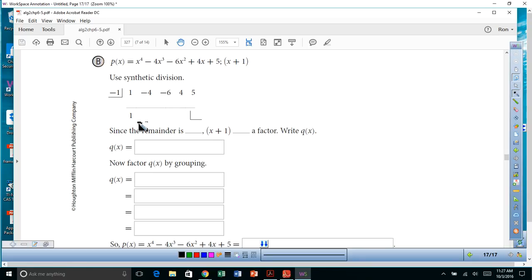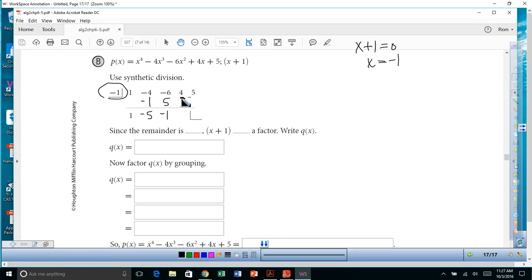All right, times x plus 1. So we set x plus 1 equal to 0, and that gives you x equals negative 1. So negative 1 goes in the box, and that's what we got there. Bring our 1 down. Negative 1 times 1 is negative 1. Negative 4 plus negative 1 is negative 5. Negative 1 times negative 5 is 5. Negative 6 plus 5 is negative 1.